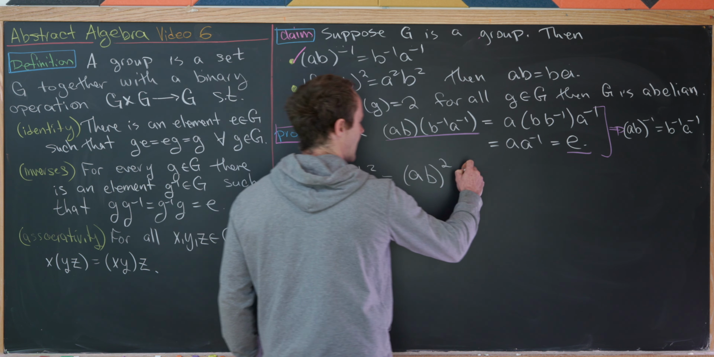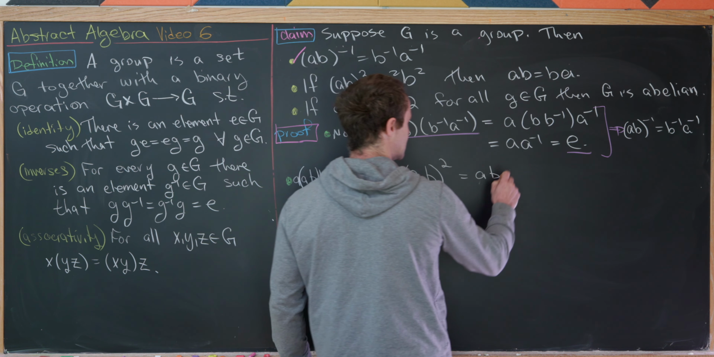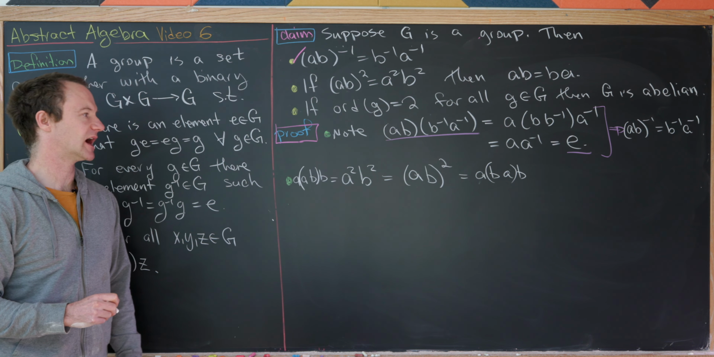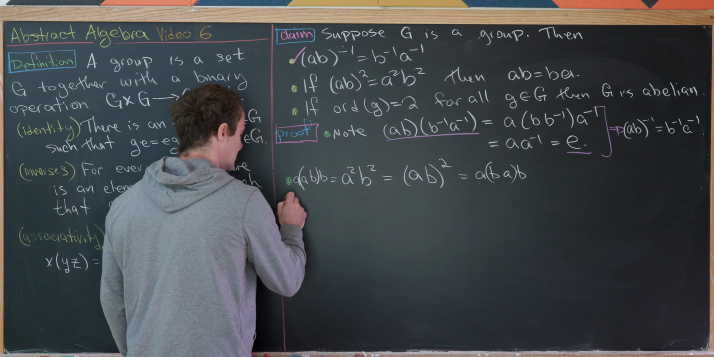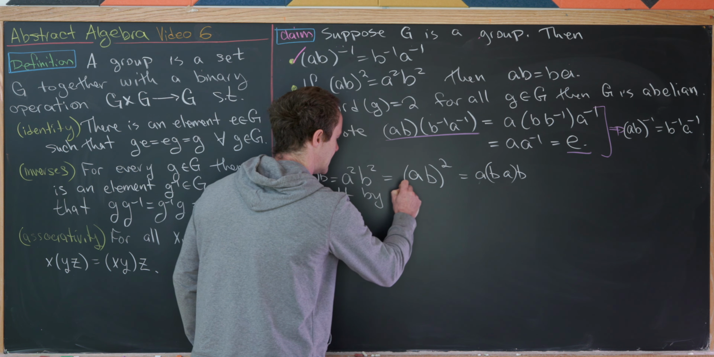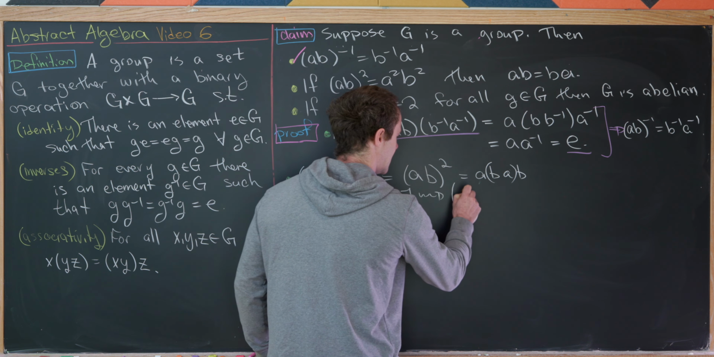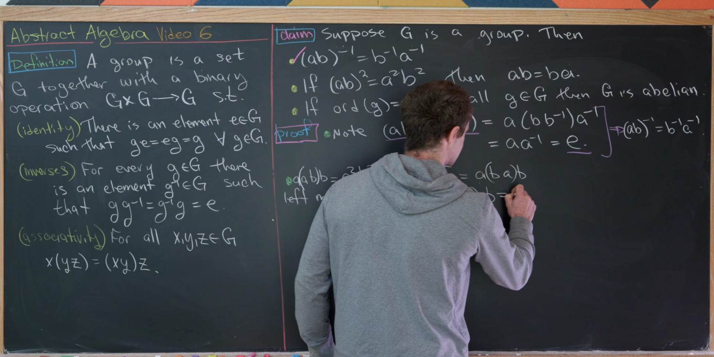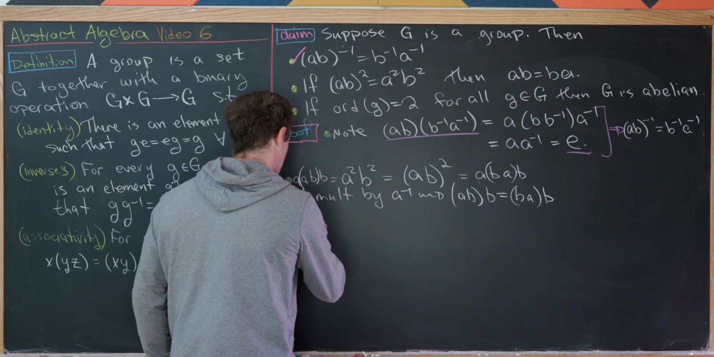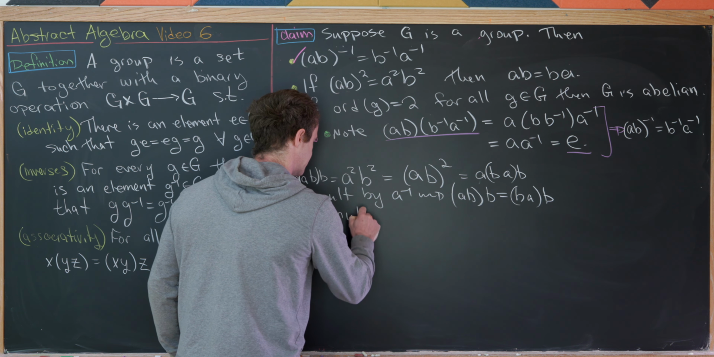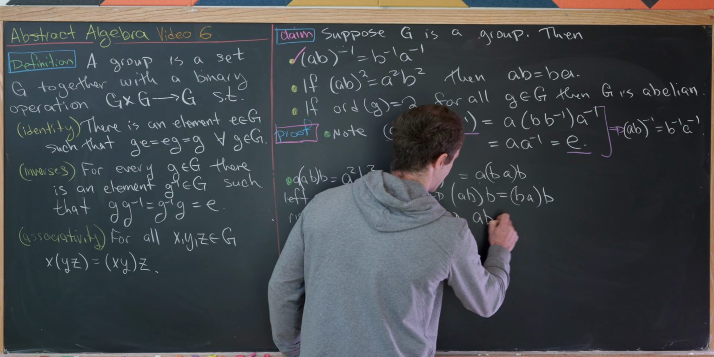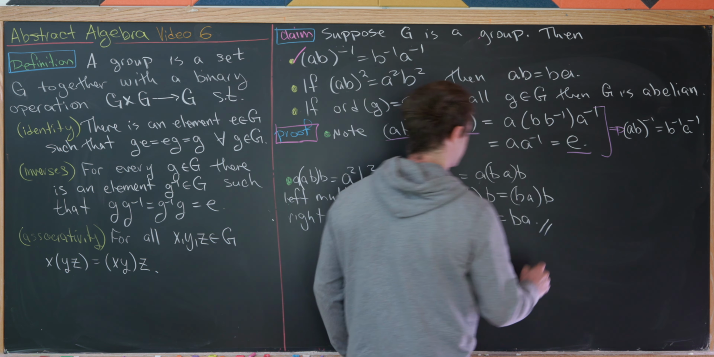But now we can multiply this out to give us A times B times A times B, and then I'll associate it to have the B times A in the middle like that. Then we will left multiply by A inverse, and that's going to give us A times B is equal to B times A times B. And then finally, we will right multiply by B inverse, and that'll give us the result. We'll have AB is equal to BA.